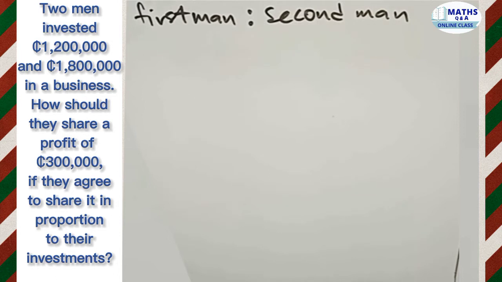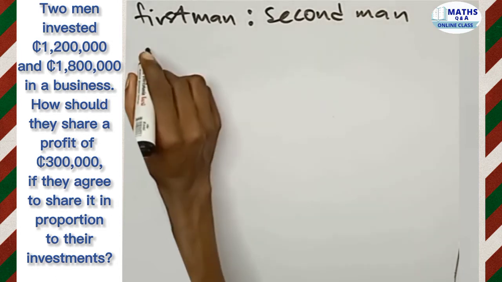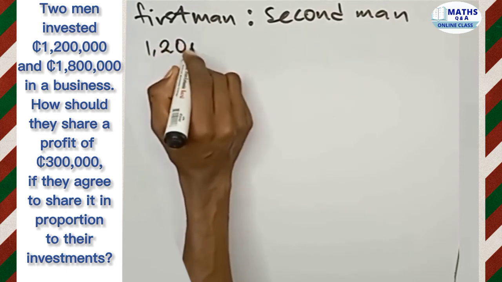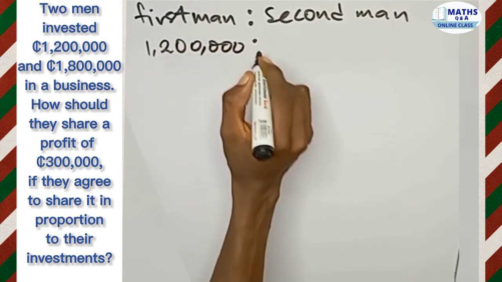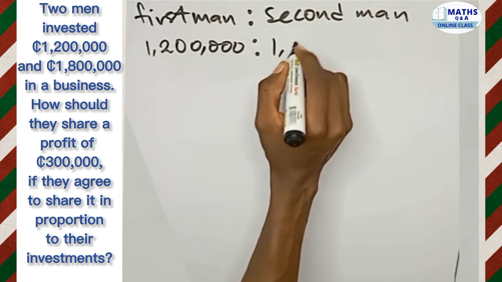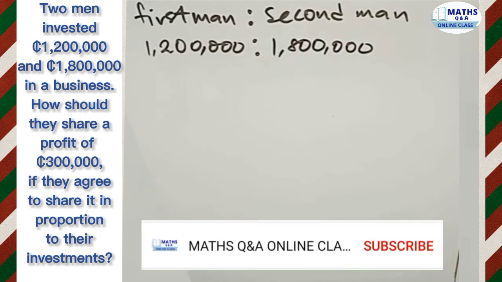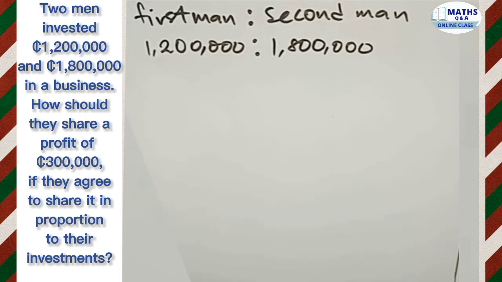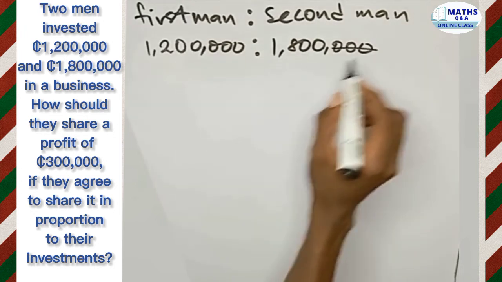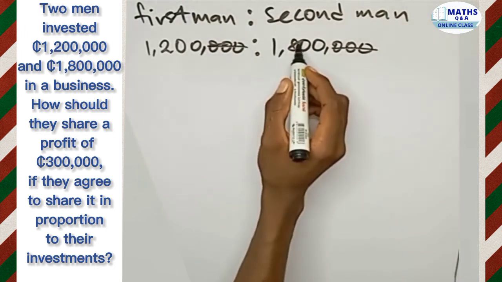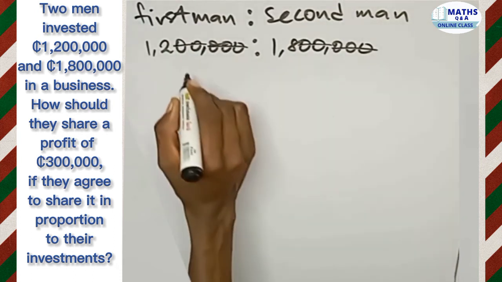Now, what was the amount they invested? The first man invested 1,200,000. The second man invested 1,800,000 cedis. Since we are going to share the profits, which is 300,000 cedis, in the ratio of the amount that they invested, we have to reduce it to the simplest ratio form. The 3 zeros cancel the 3 zeros, 2 zeros cancel 2 zeros, and we are left with what?